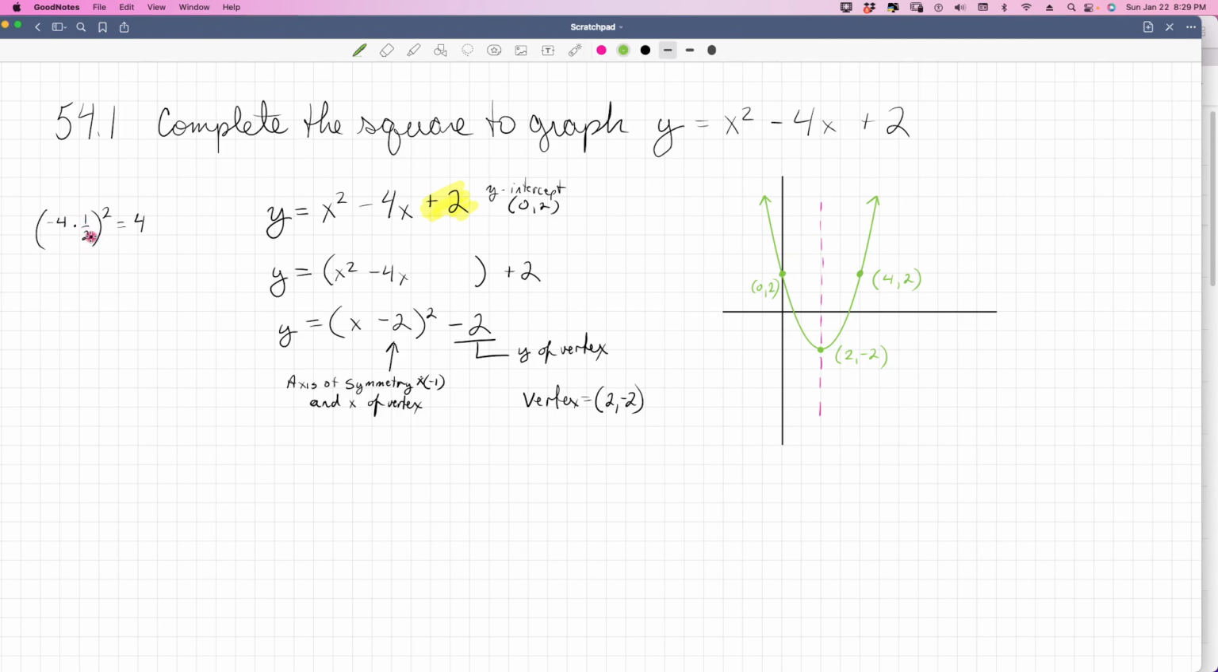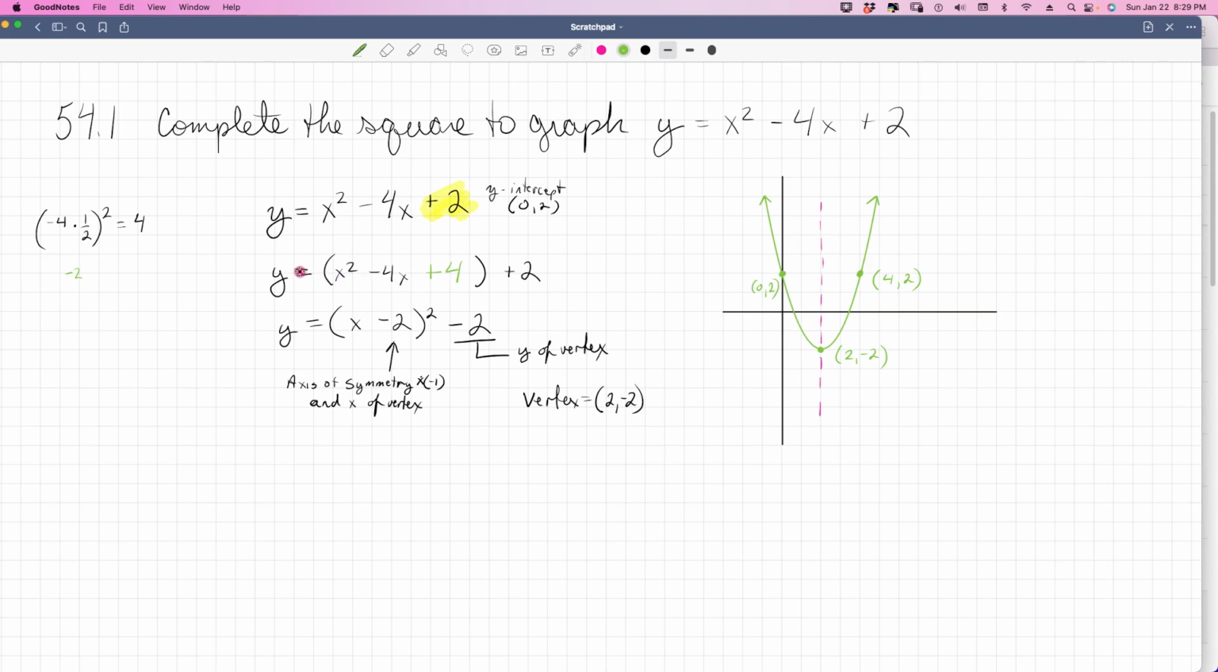So this is negative 4 divided by 2. That gives us a negative 2. And then that gets squared. And the answer is positive 4. So that is what we write. I think I'll keep this green. In here, we add 4 to our perfect square.